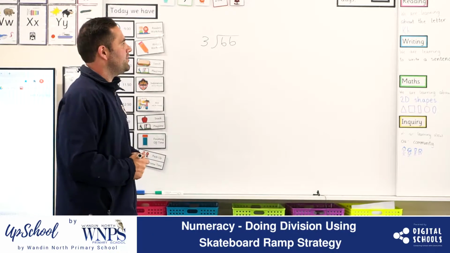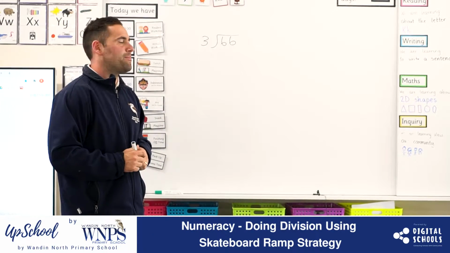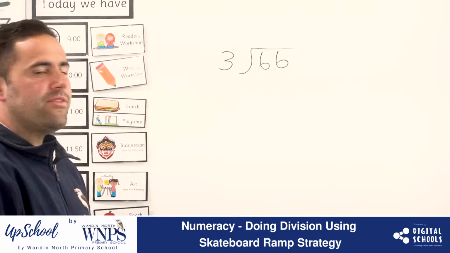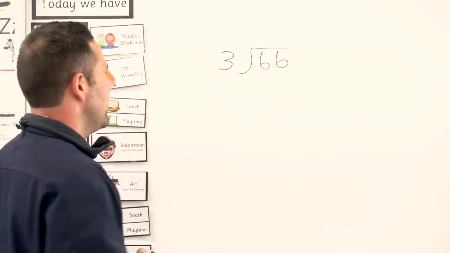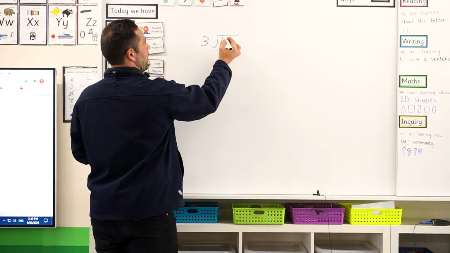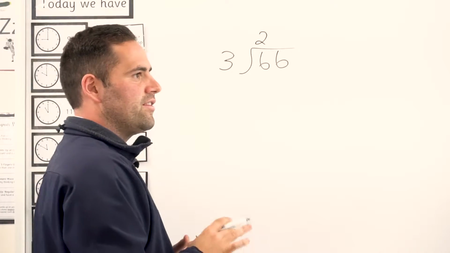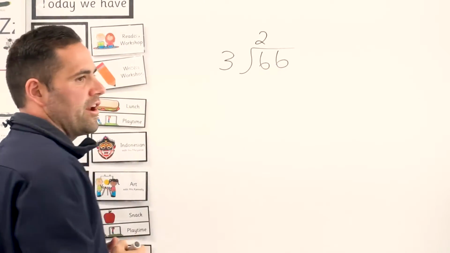In this video I'm going to teach you how to do division using the skateboard ramp method. I've set it up so that I'm asking how many 3s go into 66. 3 into 6, we know that goes in 2 times evenly. There's no remainders, nothing to be transferred across.